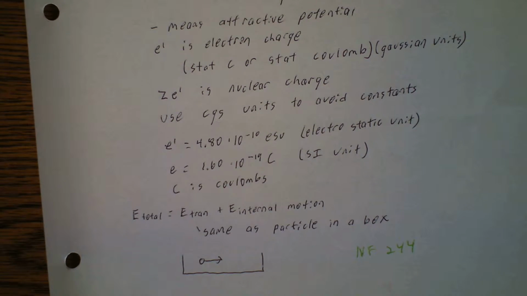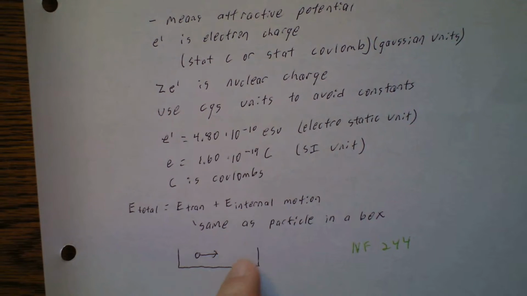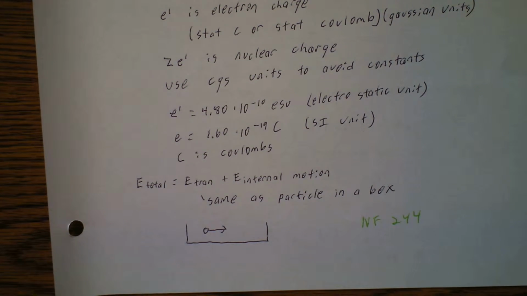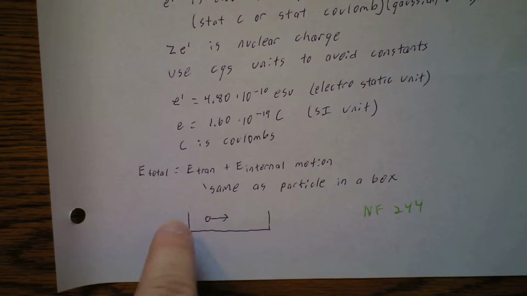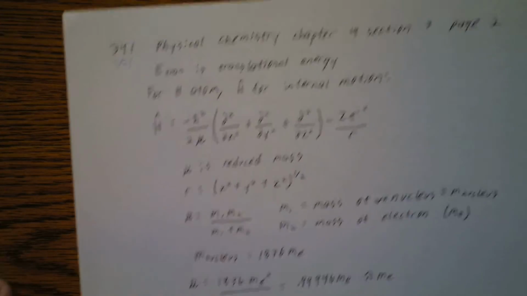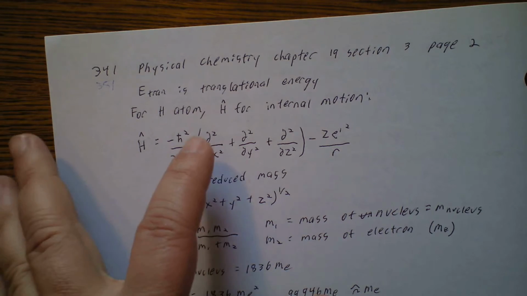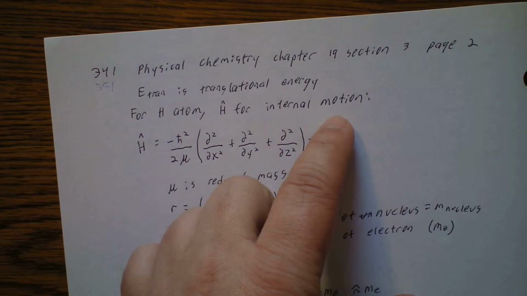Again, we're going to have the total energy equal to the energy of translation, which is just like we did with the particle in the box, plus the energy from the internal motion. So we have a particle in a box bouncing around, and it's got 2 definite ends to it. E trans is the energy of translation. For hydrogen atoms, we use the Hamiltonian for the internal motion.